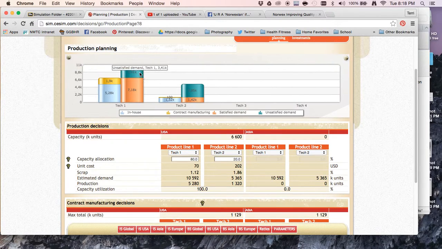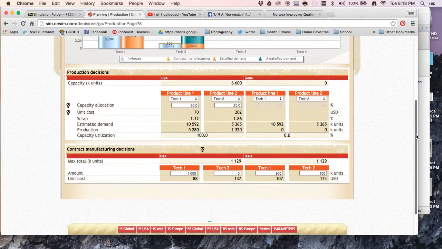The first thing it's going to do is show me my unsatisfied demand. So unsatisfied demand is in the green bar. You can see that down here. Satisfied demand right now is orange. Contract manufacturing is in yellow, so that's how much contract manufacturing I'm doing. And this is how much of it I'm going to be producing in-house.